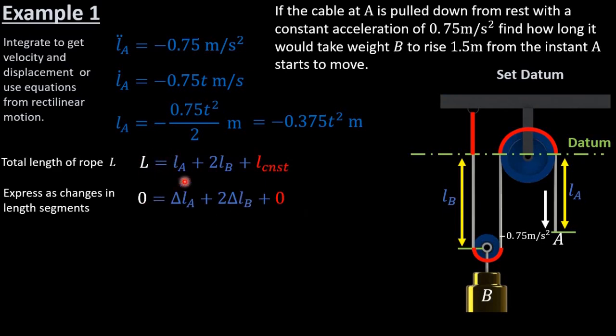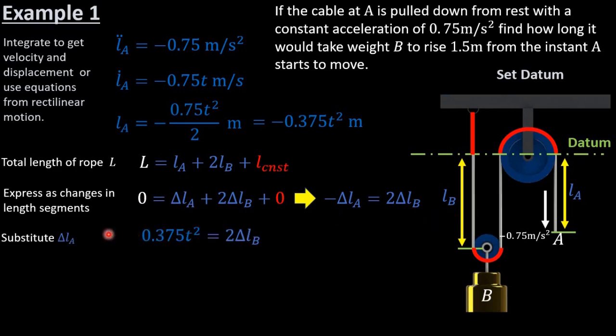So L was 0, so delta L sub A is the change in the variable length L sub A, and delta L sub B is the change in the variable length L sub B. Okay, and that was 0 because it doesn't change. So I can then subtract delta L sub A from both sides to be left with this. Okay, so all I did was subtract this term from both sides to get this, and then I'm going to substitute delta L sub A into here.